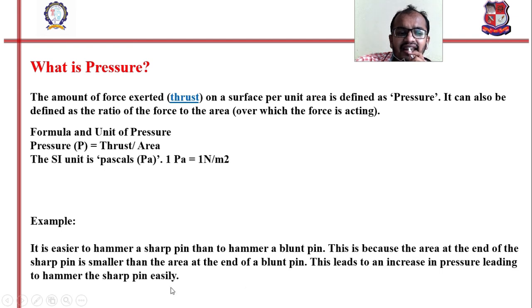Because the area at the end of the sharp pin is basically smaller than the area at the end of the blunt pin. બરાબર, તમે કદાચ બંને પિનનું એરિયા કમ્પેર કરશો તો યુ કેન હેવ ધી આઈડિયા કે આ બ્લન્ટ પિન ને શાર્પ પિન આમાં એમાં ડિફરન્સ શું હોઈ શકે. And that basically leads to an increase in the pressure, leading to hammer the sharp pin easily. So that's how you can relate the pressure term with the different example.